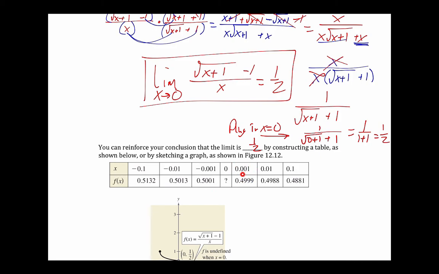And then once we go a little bit to the right of 0, we have positive 0.001, which gives us 0.4999. You can do a little bit of law of averages. It's got to be halfway in between those, so it's got to be approximately 0.5.